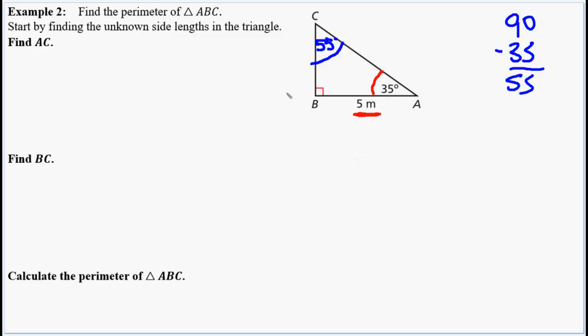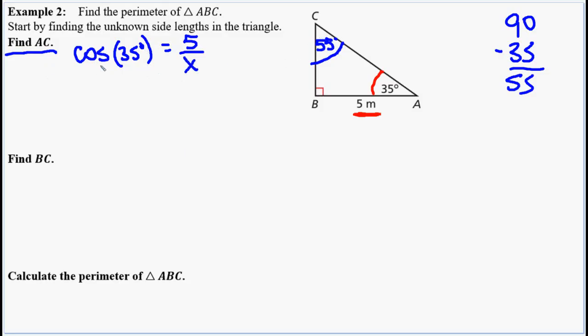So let's see. At first it says find side AC. AC is the hypotenuse. So if we're at the 35-degree angle and we have the adjacent side and we want the hypotenuse, we could use cos. Write it here. The cos of 35 degrees would equal the adjacent side over hypotenuse. Let's just call it x.